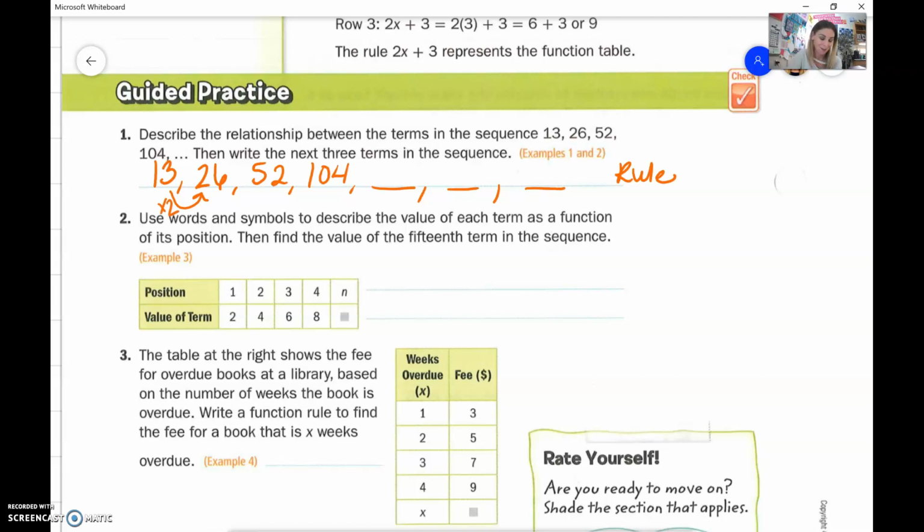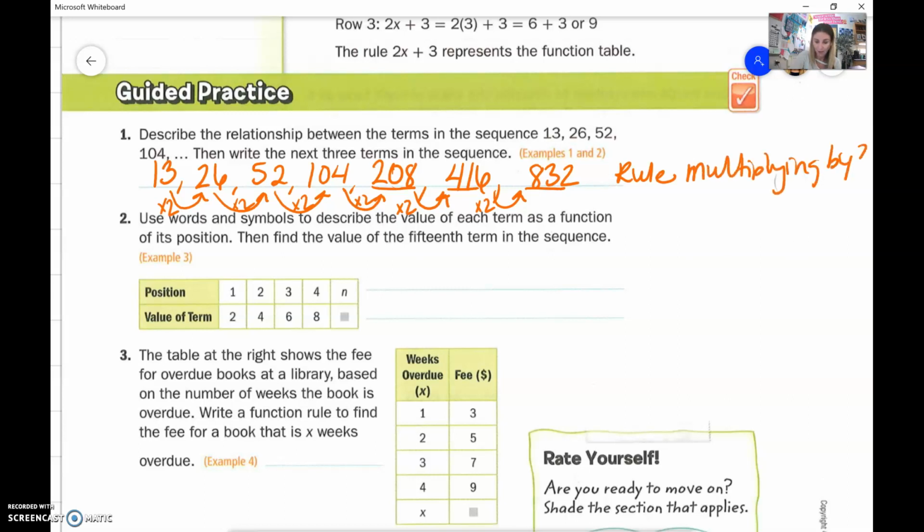This is where a calculator is going to come in handy. And again, Mrs. Horner has already done the math, so you might want to also do it too. So 26 times 2 is 52. 52 times 2 is 104. 104 times 2 is not 280, it's 208. Okay, that's my next term, times 2. 208 times 2 is 416. 416 times 2 is 832. So my rule is we are taking and multiplying the previous number by 2.